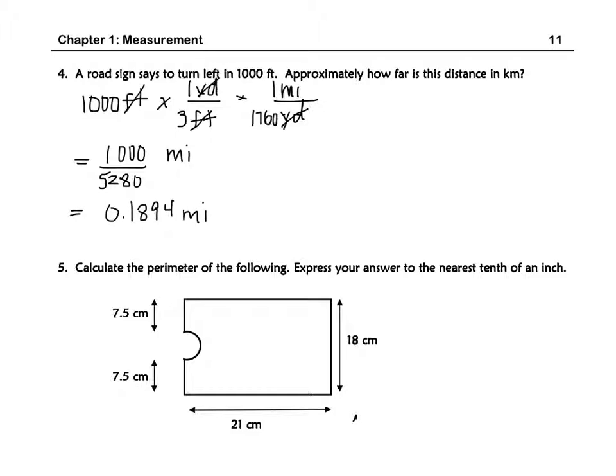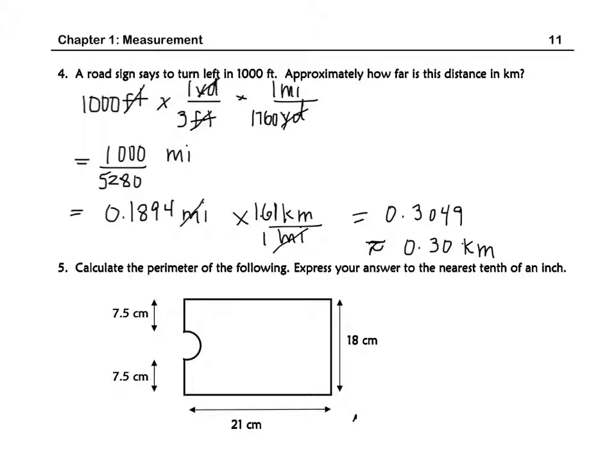And then if I want to convert that to kilometers, I know that the miles would have to be in the bottom, kilometers would have to be in the top, and 1 mile is 1.61 kilometers. So that would give me 0.1894 times 1.61, which would be approximately 0.3049, or approximately, if I just round it off to 2 decimal places, 0.30 kilometers.